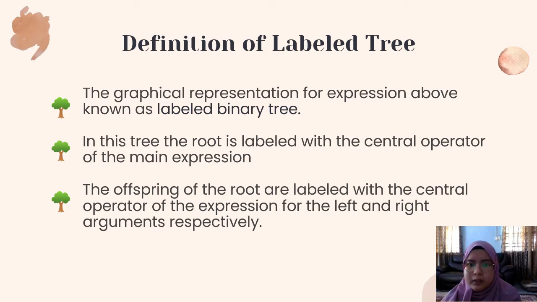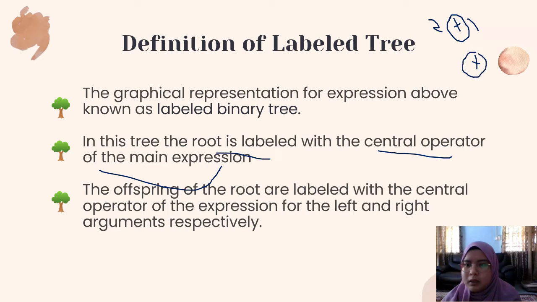In this tree, the root is labeled with the central operator of the main expression. So it means, for example, 2 plus 1: the central operator becomes the root, so it's plus, and then 2 and 1. The offspring of the root are labeled with the central operator of the expression for the left and the right argument.